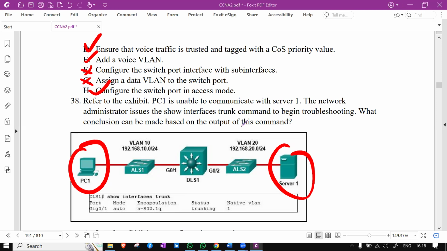Yes, there is no communication between PC1 and the server. There's a show interface trunk here. I think that's where the clue is to where the problem is. What's the problem?